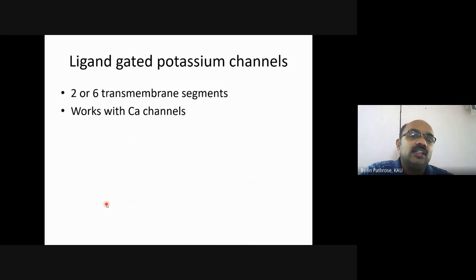Then comes the next one, ligand gated potassium channels. These ligand gated potassium channels can vary. They can have either 2 or 6 transmembrane segments. They work with calcium. That means calcium ions control the opening and closing of these ligand gated potassium channels. That's why it is called ligand gated potassium channels, because calcium controls the opening and closing.